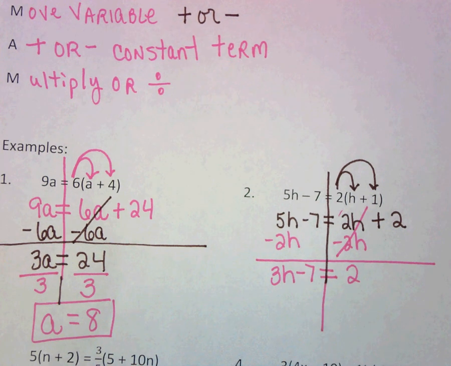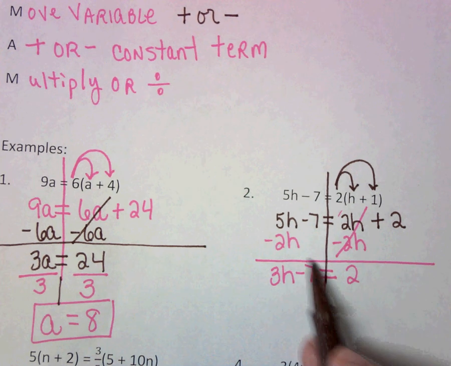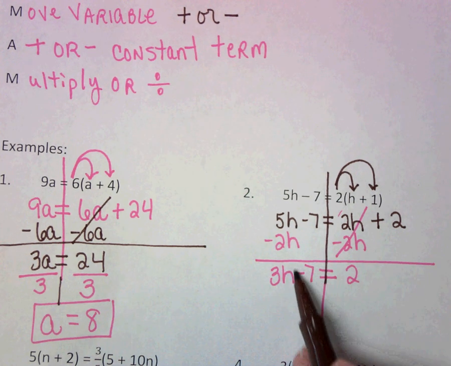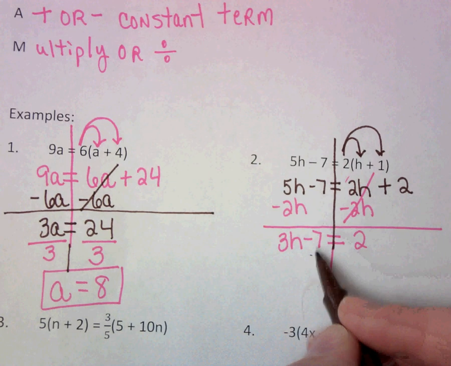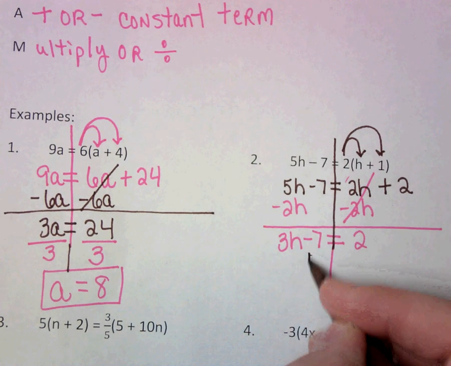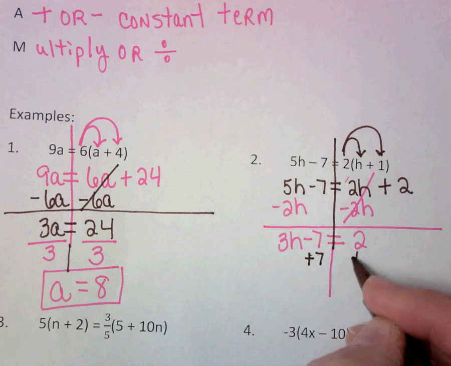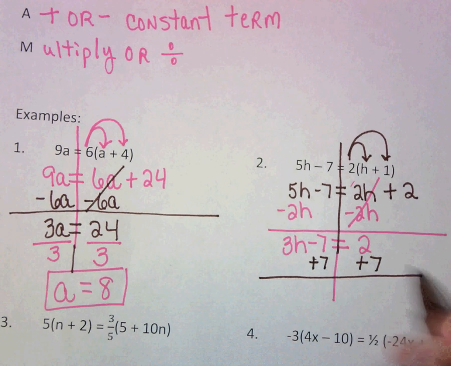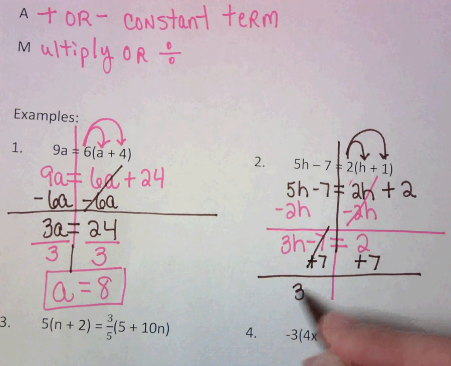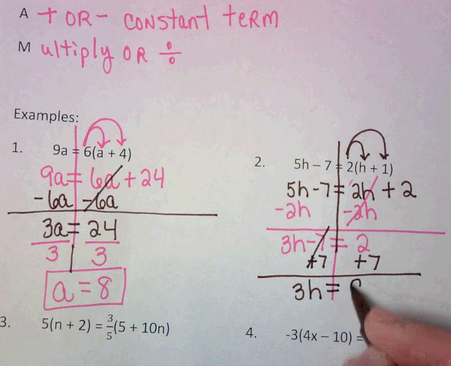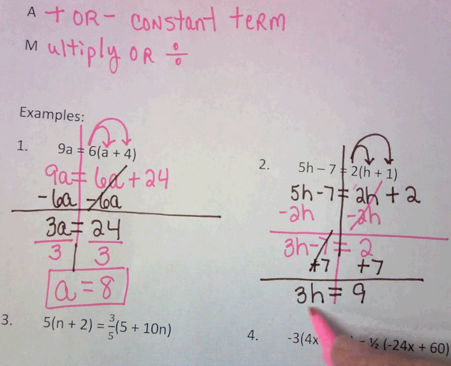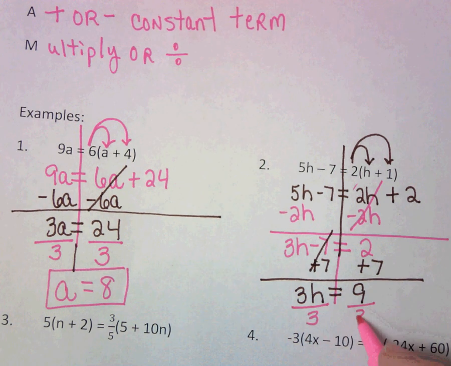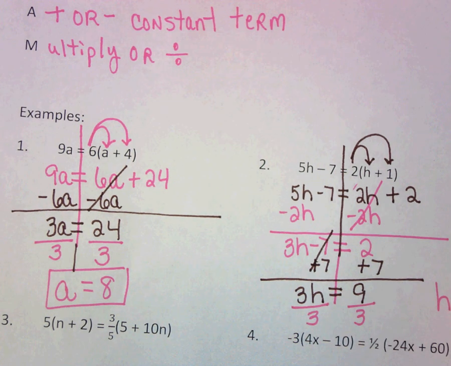A, add or subtract the constant term. We're trying to solve for h. My constant term over here is the negative 7. It doesn't have a variable. The opposite of subtracting 7 is to add 7. So that leaves me 3h equals 9, and then cancel out the 3 by dividing. And so we get h equals 3.